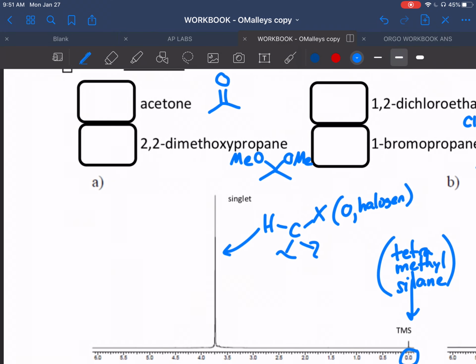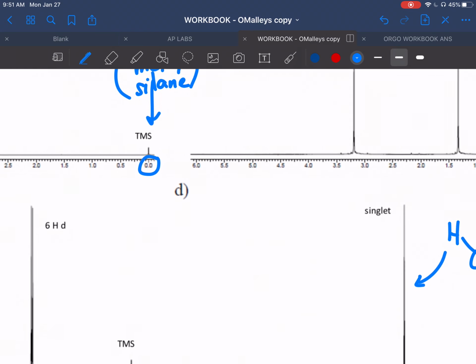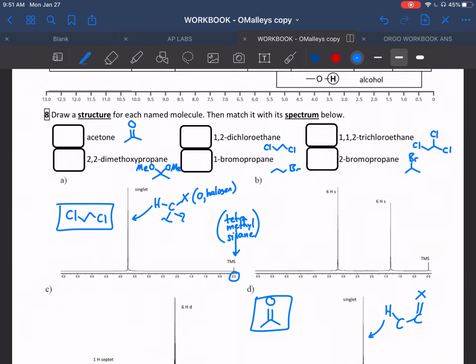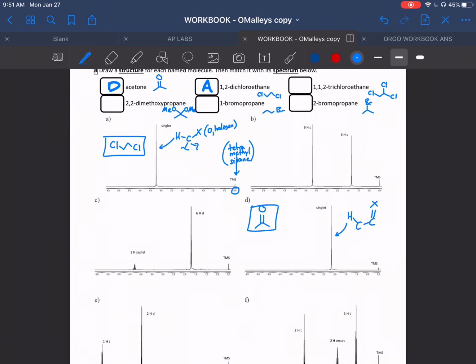So A must be the dichloroethane molecule because there's H's that are on carbons attached to chlorines. And spectrum D must be the acetone molecule. So I'll just draw the structures on top of that, and we can even fill in that A goes with the dichloroethane molecule, and D goes with the acetone. So there's 4 left. Why don't you hit pause and see if you can identify which spectrum goes with which compound of the remaining 4.